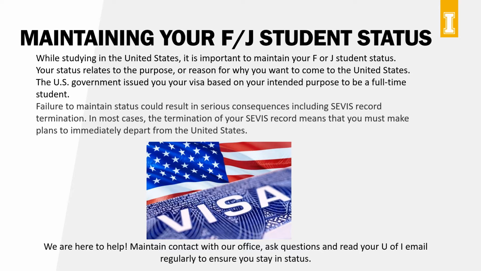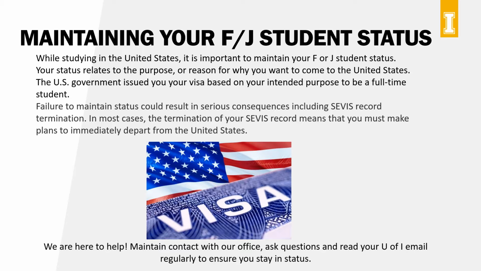While studying here in the United States, it is very important that you maintain your F or J student visa status. Your status relates to the purpose or the reason for why you wanted to come to the United States. The U.S. government issued your visa based on your intended purpose to be a full-time student. Failure to maintain your status could result in serious consequences, including SEVIS record termination. In most cases, the termination of your SEVIS record means that you must make plans to immediately depart from the United States.